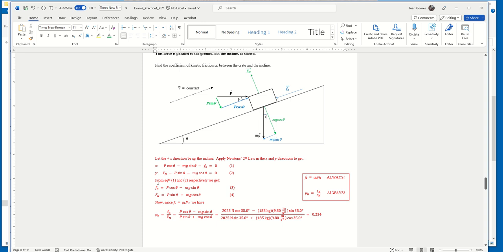Then mu k is Fk divided by Fn. In other words, equation 3 divided by equation 4, because mu k is Fk divided by Fn. That's what I have right here. Plug in the numbers, because you know m, you know theta, you know P, g is 9.80, and you get a coefficient of kinetic friction of 0.234. I mean, by now this should seem like a relatively straightforward inclined plane problem with friction.